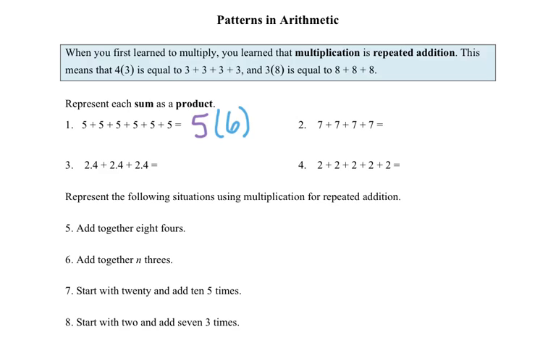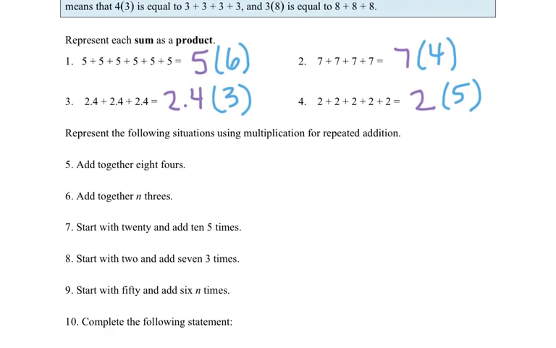Well, number 2, again, the number we're adding repeatedly is the 7, and in this case we're adding it 1, 2, 3, 4 times. Okay, for number 3, it doesn't matter that it's a decimal, it works the same way. So we're adding 2.4, and we're adding this one 1, 2, 3 times. And then for problem 4, we're adding a 2, and we're adding it 1, 2, 3, 4, 5 times. So this is all that multiplication is. It's just repeated addition. So now we're going to try to do verbal phrases into multiplication setups as well.